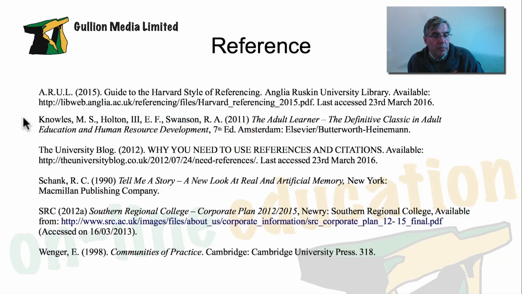So here are my references. So I've got the ARUL, which refers to the Anglia Ruskin University Library. We have Knowles MS, and you noticed earlier on that I had Knowles et al., and that's because there are actually two other people, so there's three people that would be quite long to include in the text. So at the end of that, I would have put et al. when I used it within the text, but at the end I've included all three of the authors.